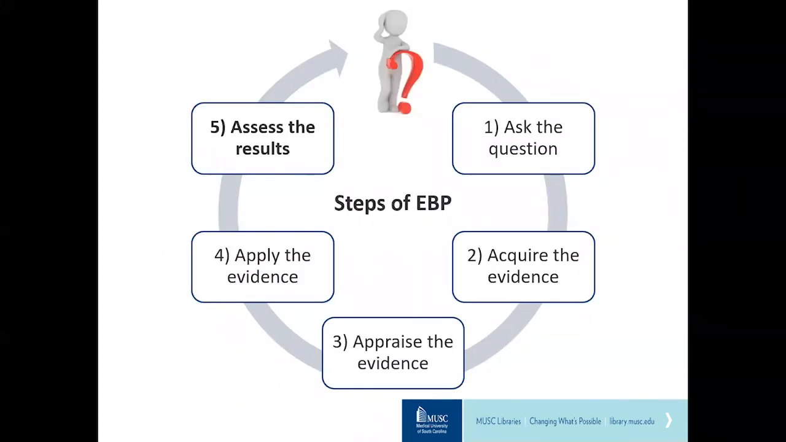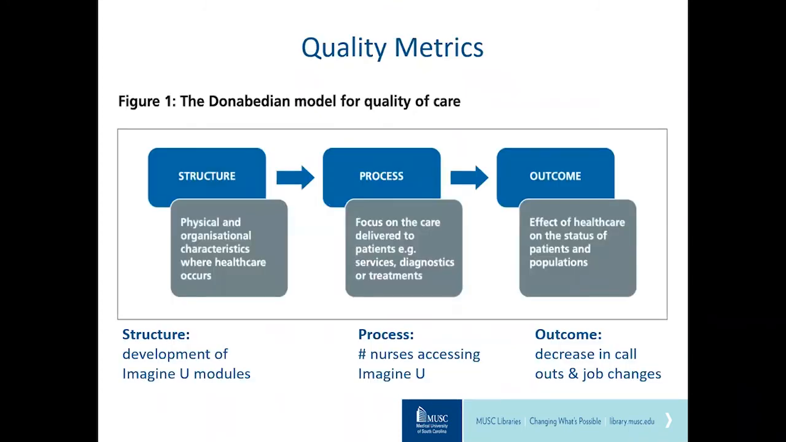Last but not least, the final step of EBP is assessing the results. So a big part of assessing the results of an evidence-based program is quality metrics. According to the Donabedian model for quality of care that you see here, there's 3 key types of quality metrics: structure, process, and outcome. Structure metrics are related to the physical and organizational characteristics where healthcare occurs. So an example from our practice scenario would be the development of those Imagine You modules.